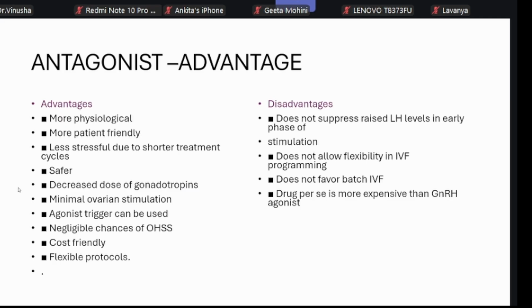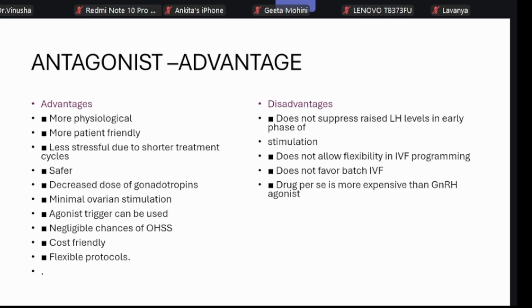So the main advantage with antagonist protocol is it is more physiological and has fewer injections. In agonist protocol, we start from the previous cycle itself, and the patient has to take injections for a longer period of time. But this antagonist protocol is less stressful due to shorter treatment cycles. Even the dose of gonadotropins will be lesser in an antagonist protocol compared to the agonist protocol.